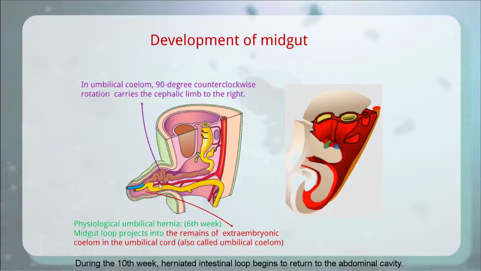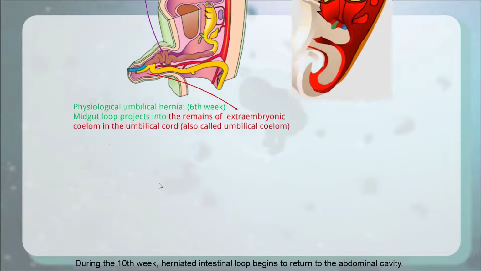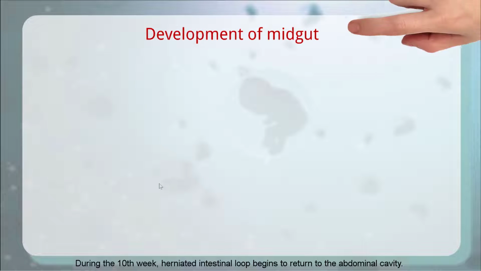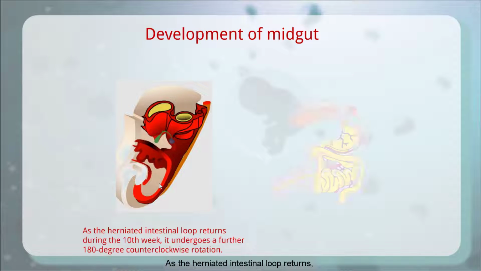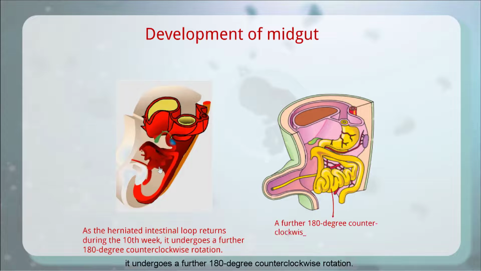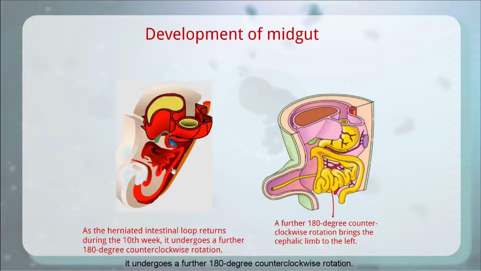During the 10th week, the herniated intestinal loop begins to return to the abdominal cavity. As the herniated intestinal loop returns, it undergoes a further 180-degree counterclockwise rotation. This brings the cranial limb to the left and the caudal limb to the right. Moreover, the caudal limb is above the cephalic limb.